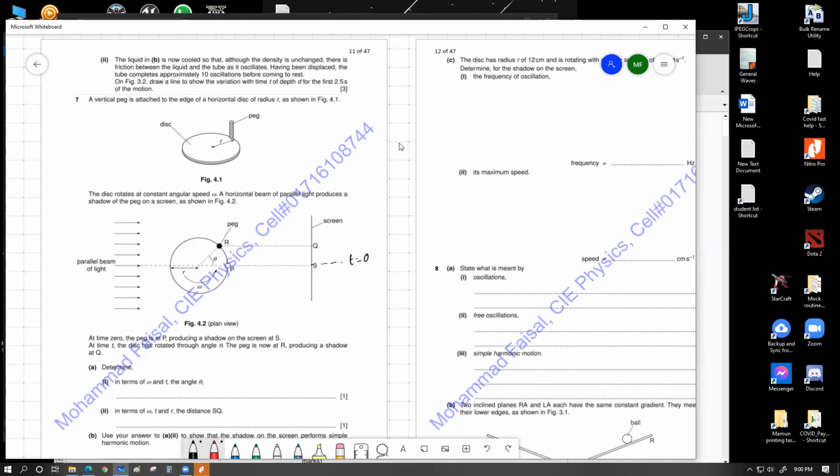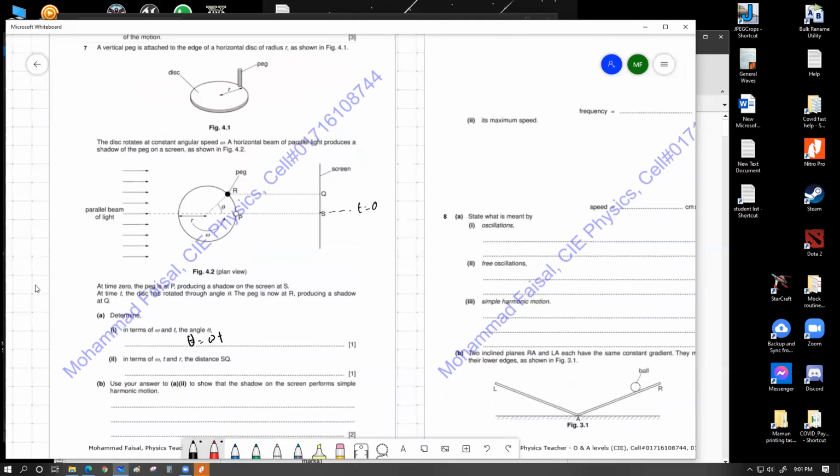This was at t equals 0, which tells us the equation should be given by sine omega t. Determine, in terms of omega and t, the angle theta. Theta is very simple: theta equals omega t. You just write that. And then in terms of omega, t and r, the distance SQ. Now SQ is basically the displacement from the equilibrium. This is our SQ distance, which is x. They didn't reuse the term x here, so we're going to stick to the expression SQ equals.